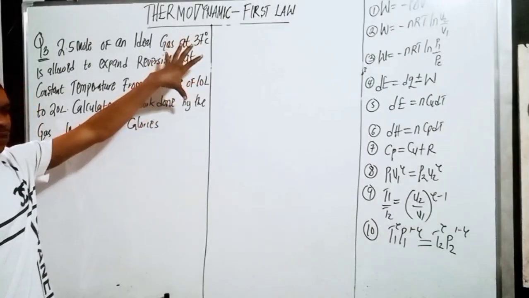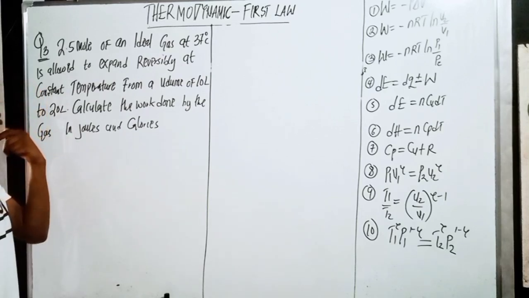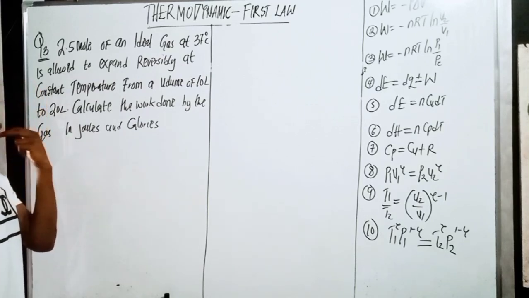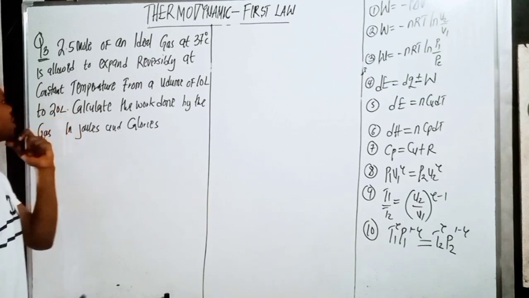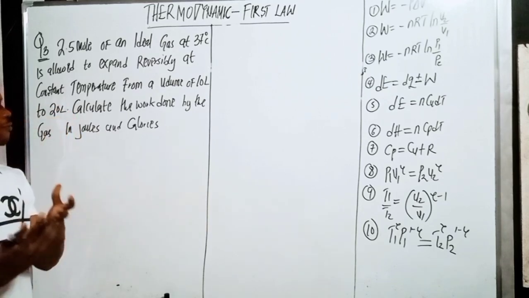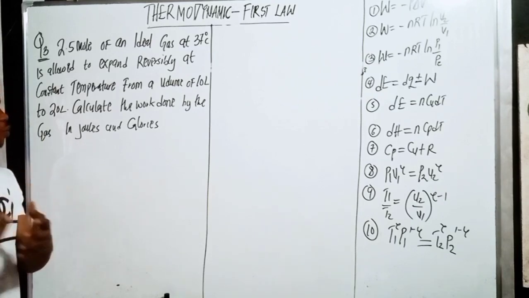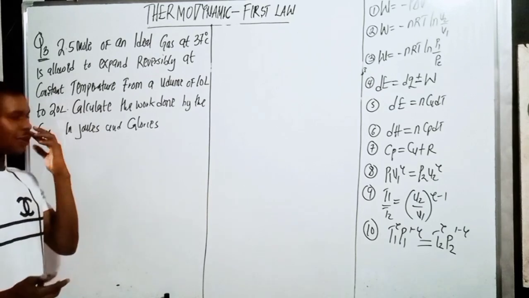We have this question here. Please follow me closely here. They say that 2.5 mole of an ideal gas at 37 degrees centigrade is allowed to expand reversibly at constant temperature from a volume of 10 liter to 20 liter. Calculate the work done by the gas in joules and in calories.